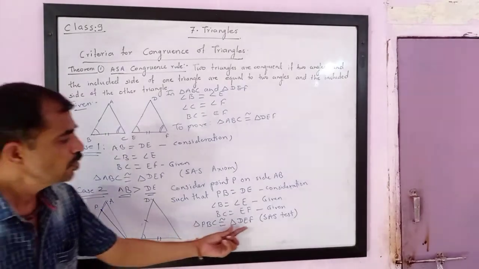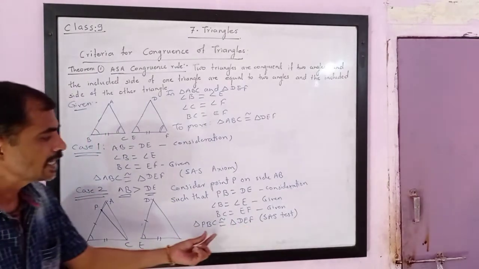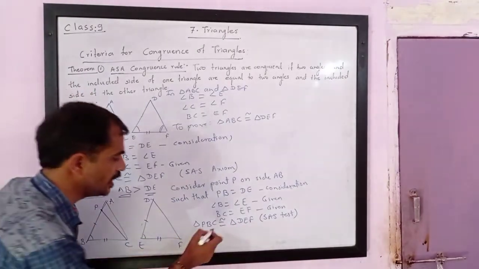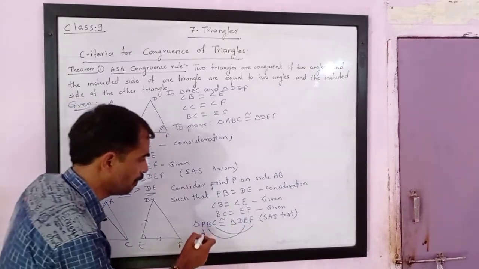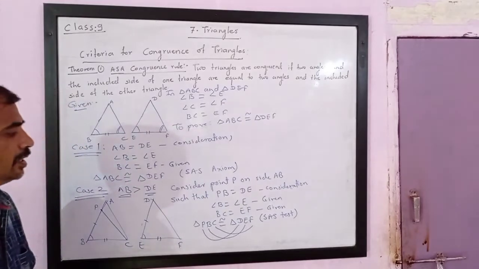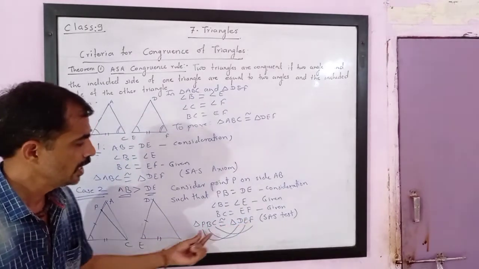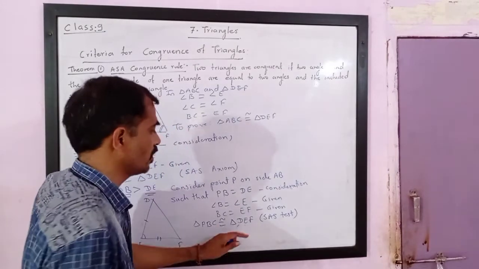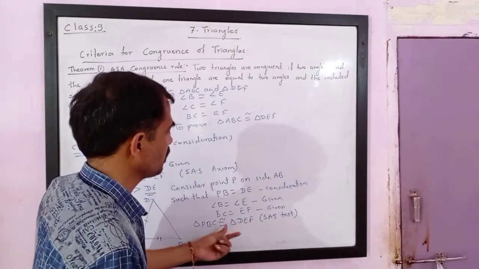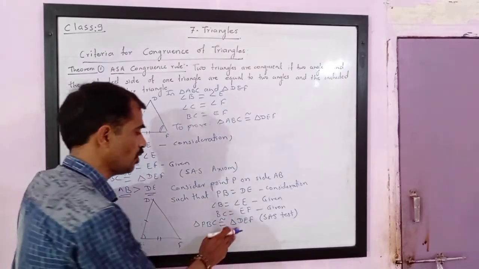Now, if these two triangles are congruent, it means their corresponding angles are congruent. That is, angle C must be congruent to angle F, angle B must be congruent to angle E, and angle P must be congruent to angle D. So, since the triangles are congruent, these angles must also be congruent. That is, corresponding parts of congruent triangles are congruent.